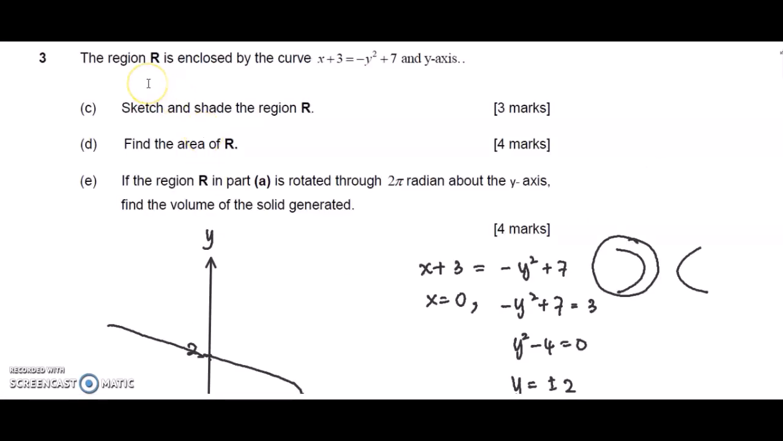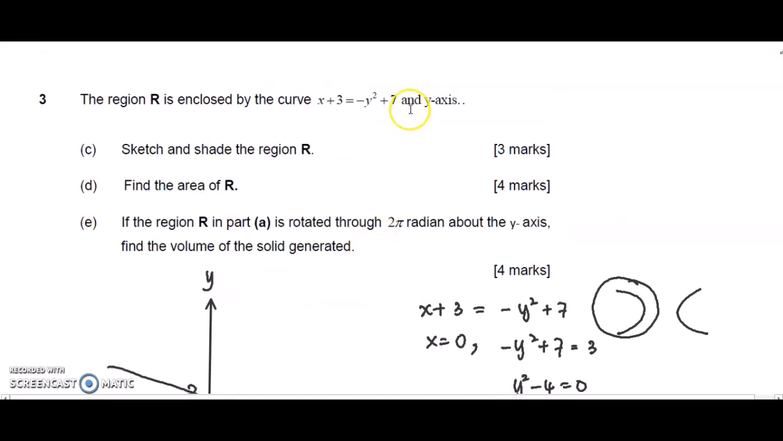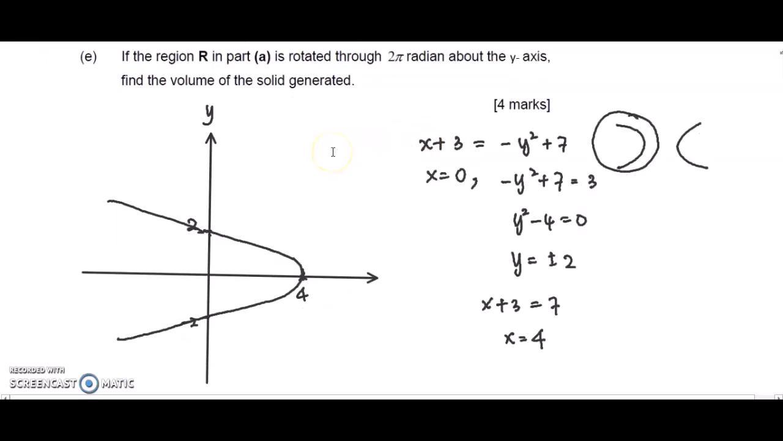Alright, so once you have done the graph, you have to set the region R. Where is the region R? So again, we go back to the question. The region R is enclosed by the curve. This is the curve and the y-axis. Alright, so the region R, I'm going to shade it here.